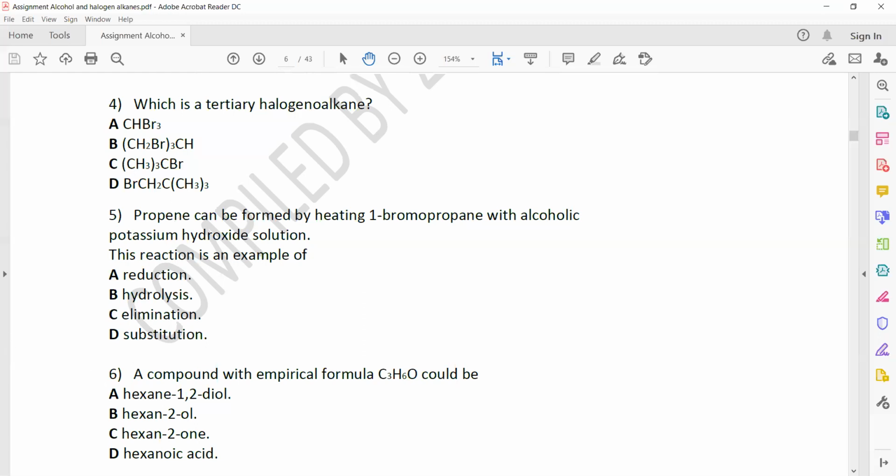What could be the right answer for question 4? Yes, C is the right answer, because when you draw the structure of C, the carbon bonded with bromine is surrounded by three alkyl groups. So that's why this carbon is referred to as a tertiary carbon. The structure in terms of common name is a tertiary compound.